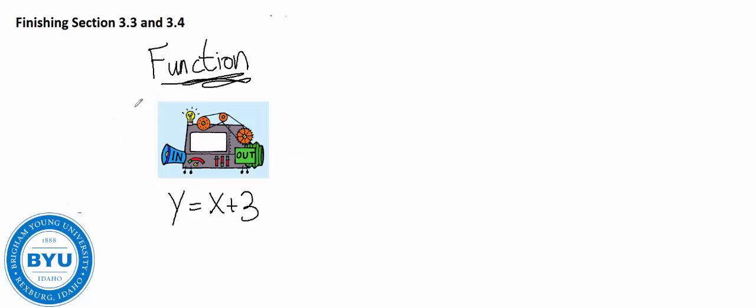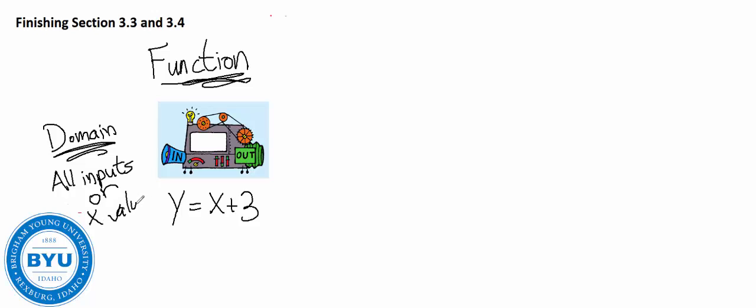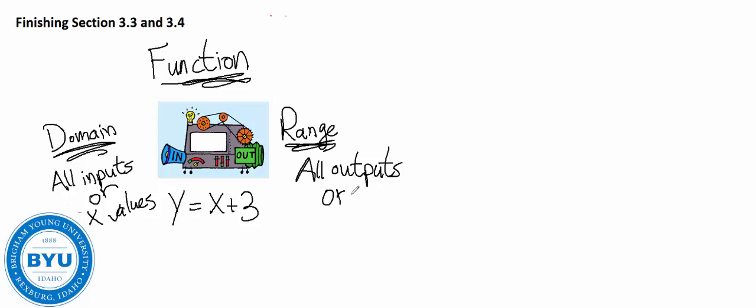Okay, whatever you put in is known as the domain of a function. It's all the inputs, or x values. And the y values that come out, or the outputs, are known as the range. All outputs, or the y values, if you want to think of it like that. That's the understanding of domain and range.